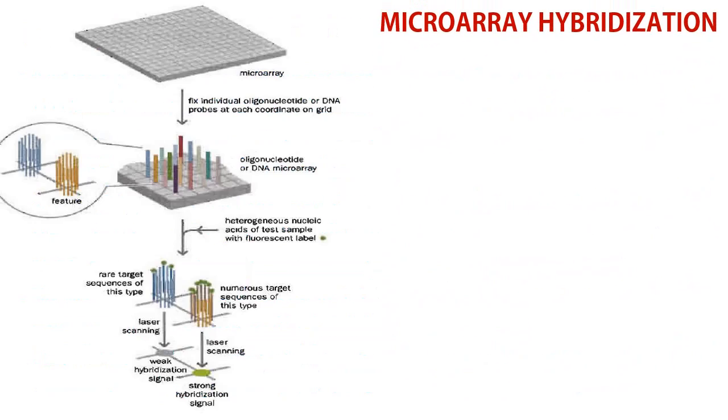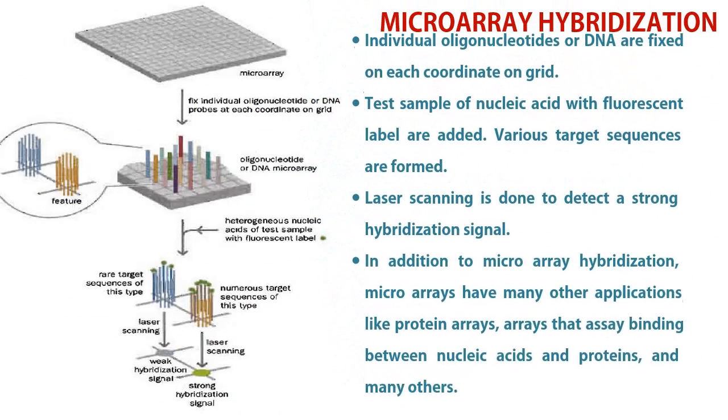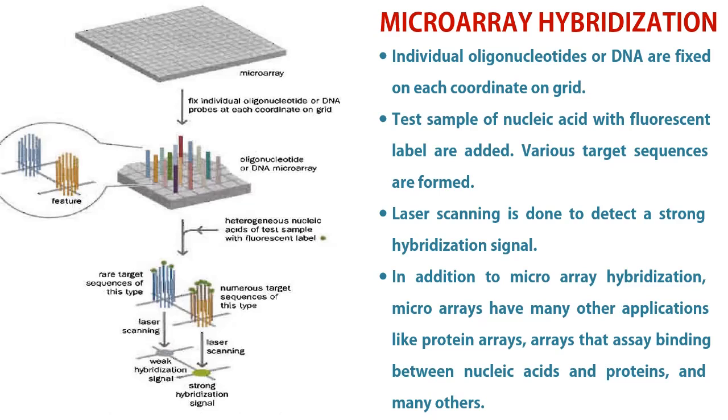Microarray hybridization. Individual oligonucleotides or DNA are fixed at each coordinate on the grid. A test sample of nucleic acid with a fluorescent label is added. Various target sequences hybridize. Laser scanning is done to detect a strong hybridization signal. In addition to microarray hybridization, microarrays have many other applications, like protein arrays, arrays that assay binding between nucleic acids and proteins, and many others.